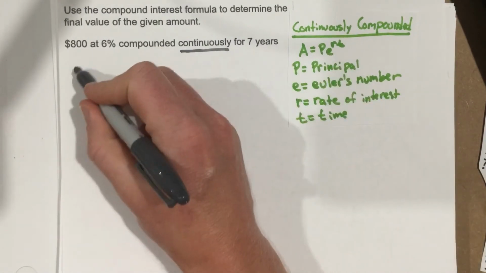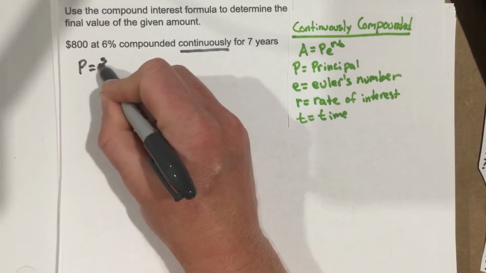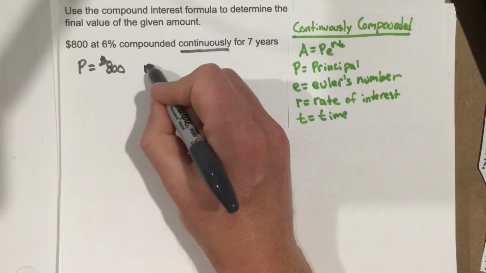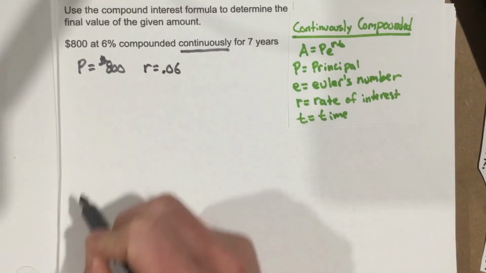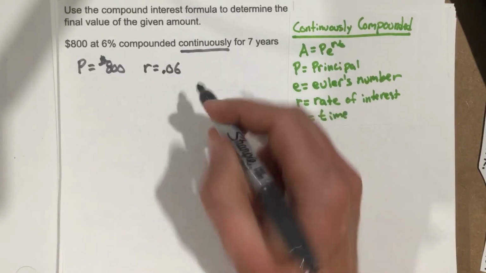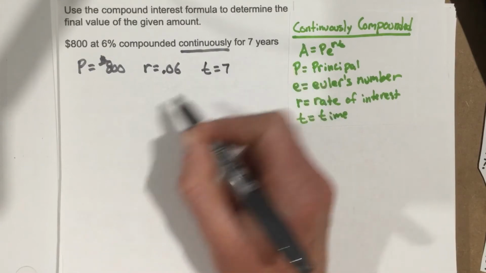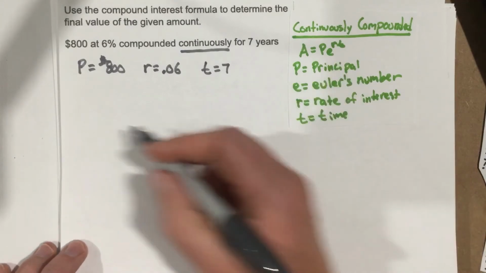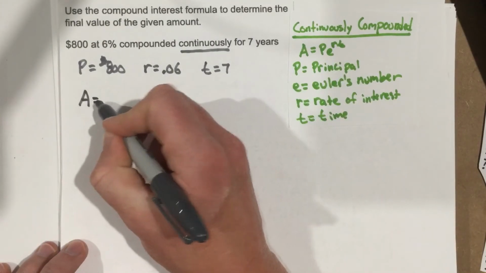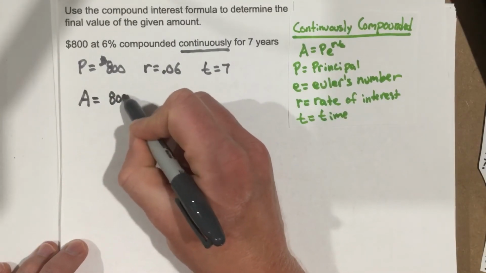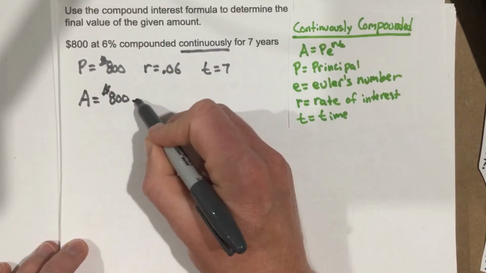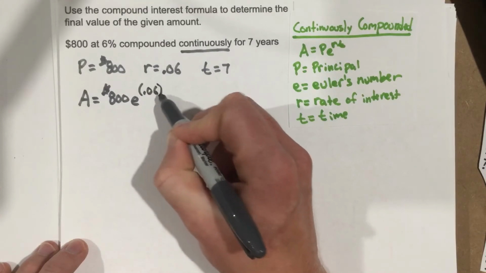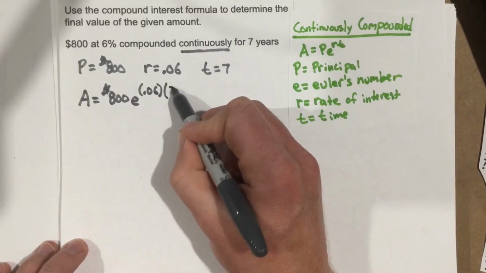We don't really have to worry about that much. All we need to write down is the principal, which is $800. We need to write down the rate, which is 0.06. We need to write down the number of years, which is 7. So we're putting $800 at 6% for 7 years. Let's write out the formula, and we have A equals 800 E to the R, so 0.06 T, which is 7.